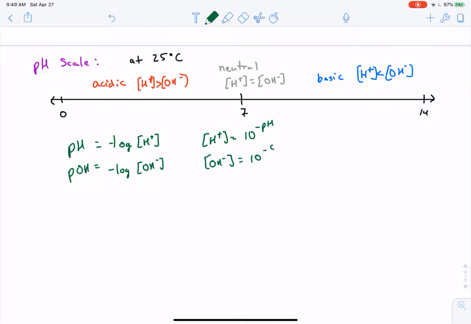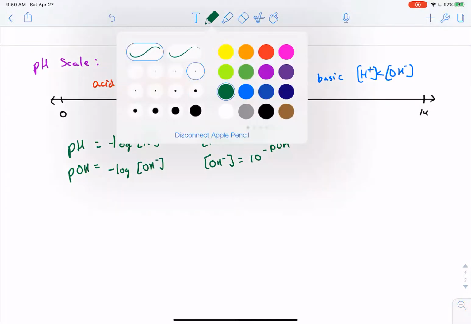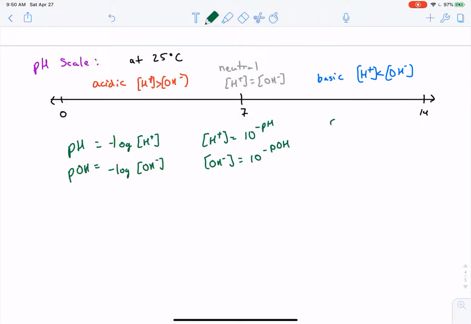And likewise with OH- concentration. H+ times OH- is equal to 1 times 10 to the negative 14, which is Kw for higher level, but for standard level it should just be 1 times 10 to the negative 14, which then makes pH plus pOH equal to 14.